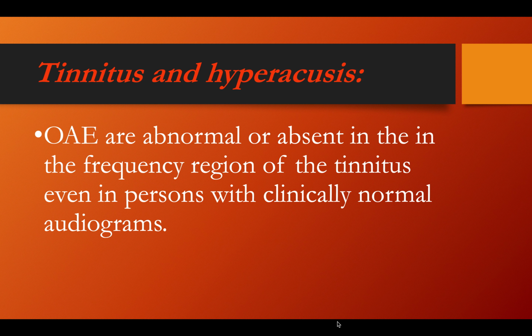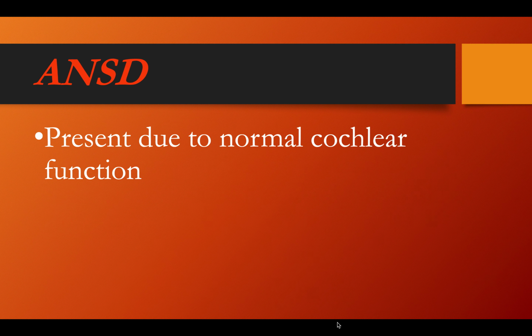Otoacoustic emission is also used in tinnitus and hyperacusis. Otoacoustic emissions are abnormal or absent in the frequency region of the tinnitus, even in persons with clinically normal audiograms. It is also used in auditory neuropathy spectrum disorder to diagnose that neural disorder, where otoacoustic emissions are present due to normal cochlear function and the ABR is absent.